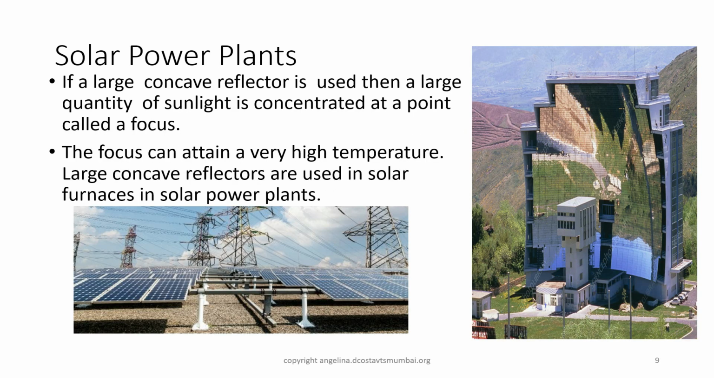Solar power plants. So what are solar power plants? If a large concave reflector is used, then a large quantity of sunlight is concentrated at a point called a focus. The focus can attain a very high temperature. Large concave reflectors are used in solar furnaces in solar power plants. The picture below is showing solar panels converting energy into electricity. The picture on the right side is a solar furnace.